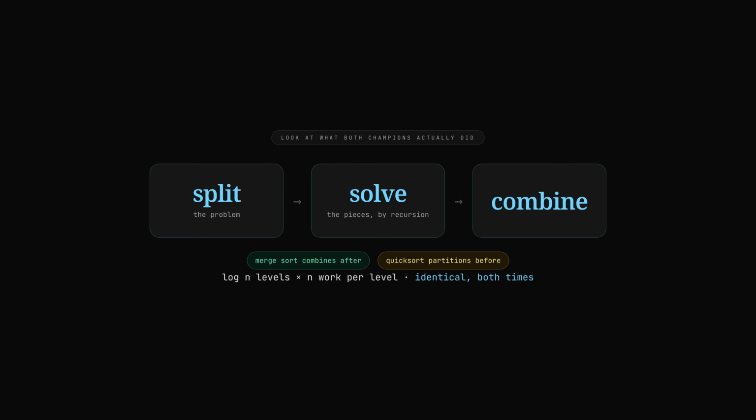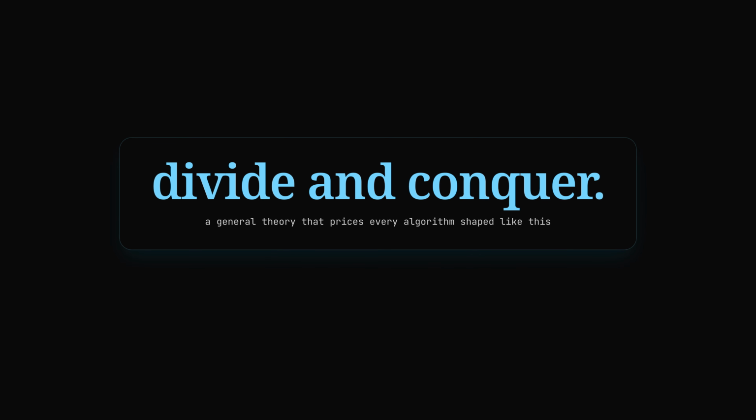That move is bigger than sorting. It has a name, divide and conquer, and a general theory that prices every algorithm shaped like this, including ones we haven't met. How to split, when it pays, and how to read the cost straight off the shape of the recursion. That's next.